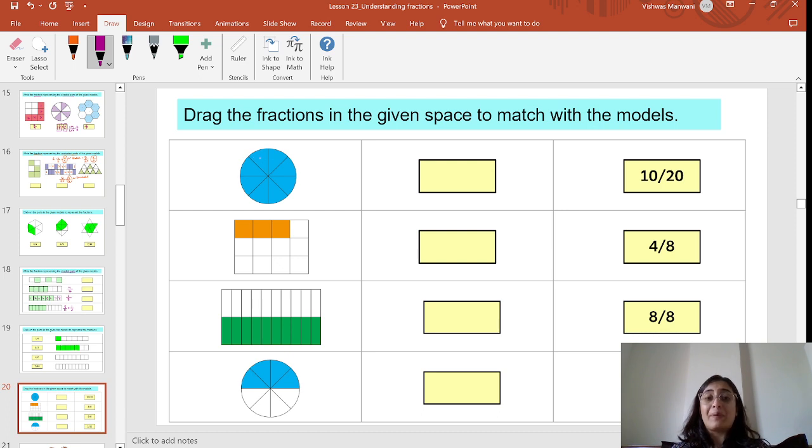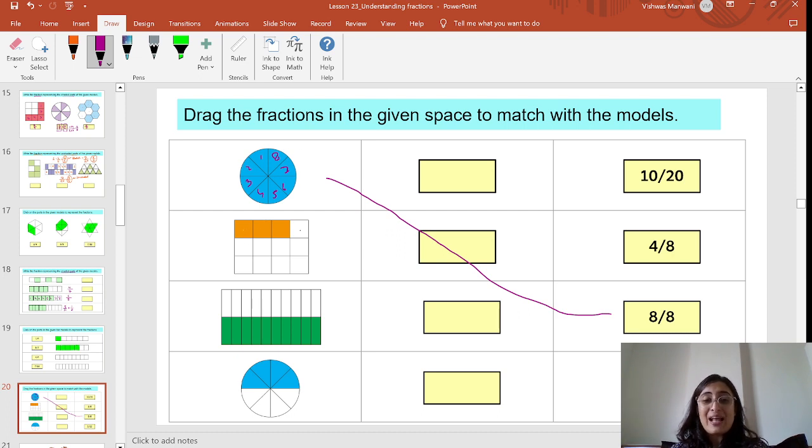But if I have to represent it in fractions, what will I do? What is my total number of parts here? 1, 2, 3, 4, 5, 6, 7, 8. So my total number of parts here is 8 and all 8 of them are shaded. So the first figure is represented by the fraction 8 by 8. Easy? Okay, let's come to the second figure.